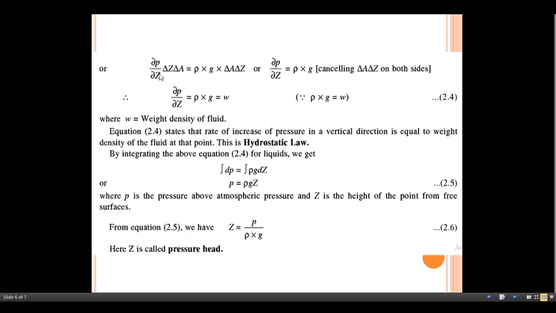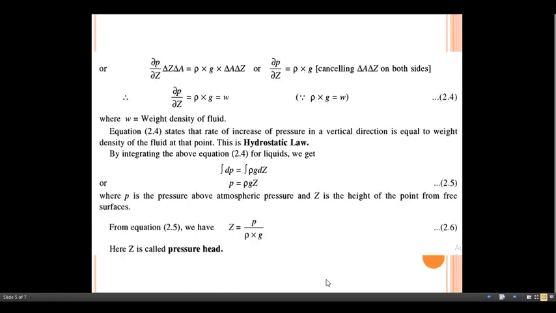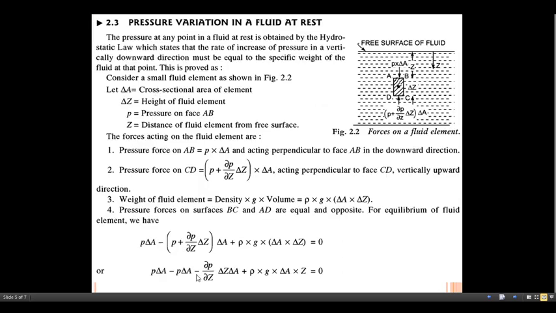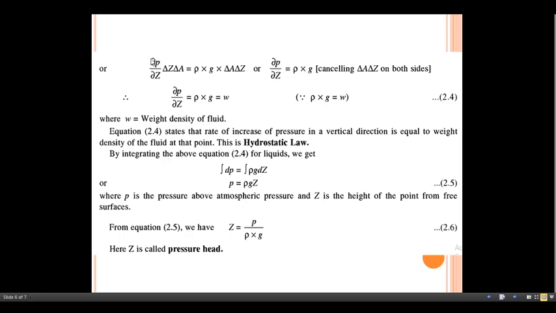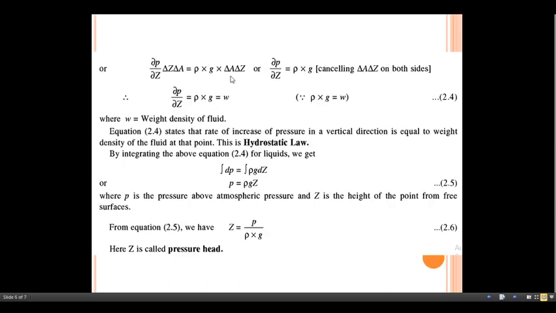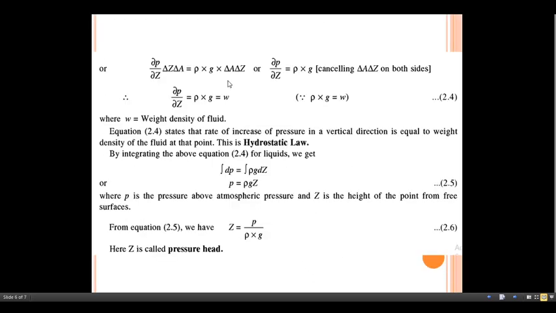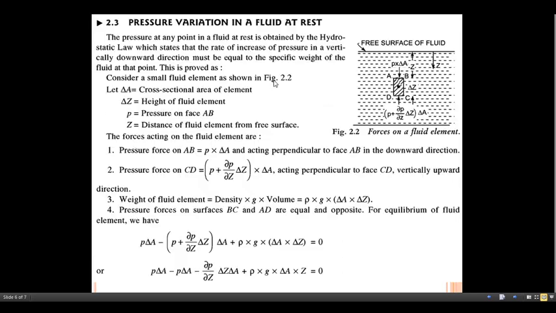Now keep this term as it is and take this term to the other side. The minus signs on both sides become a plus sign. So ∂P/∂Z times delta Z into delta A equals rho g multiplied by delta A into delta Z. The ∂P/∂Z term remains as it is; the other terms we have already cancelled.